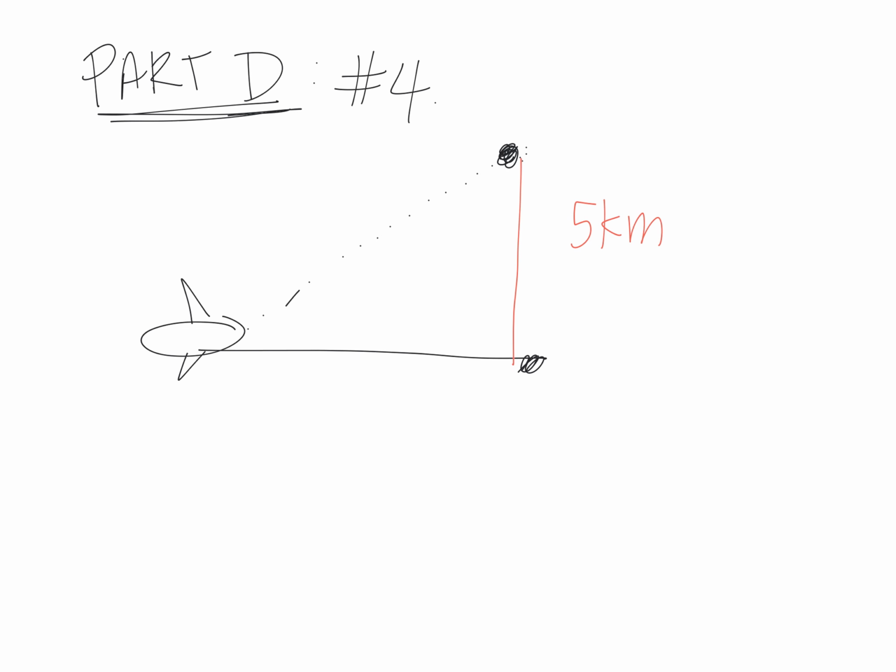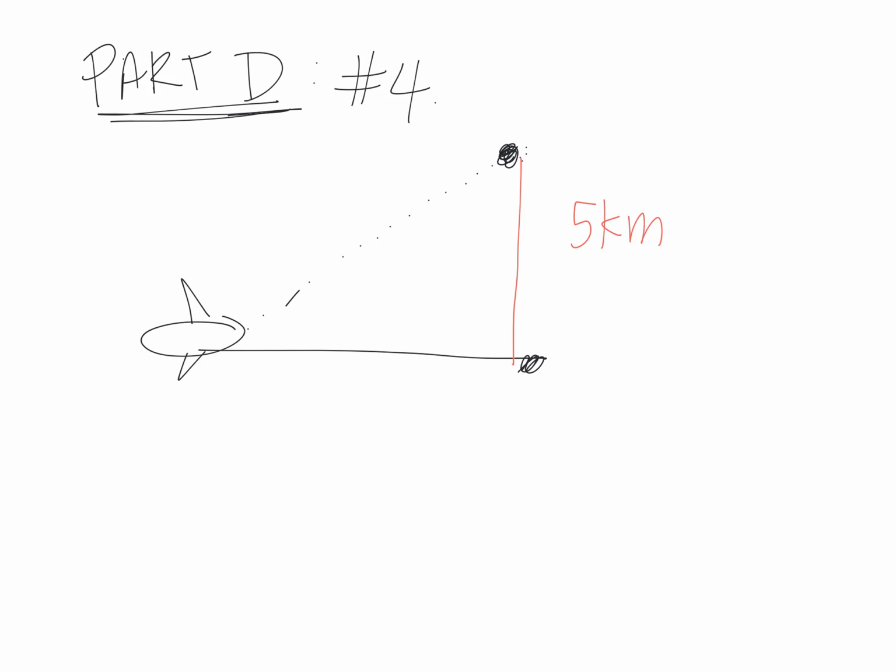Okay, so it says a jet plane climbing at a constant angle relative to the ground has reached an altitude of 5 kilometers. So here's the plane. I can't draw. It's flying, flying, flying, and it reaches an altitude of 5 kilometers. So from where it ends up, from the ground, here's the ground, it's 5 kilometers off the ground. So that is how you label the 5 kilometers.